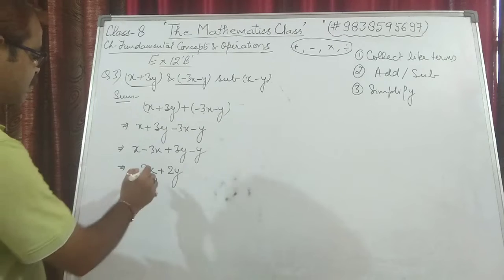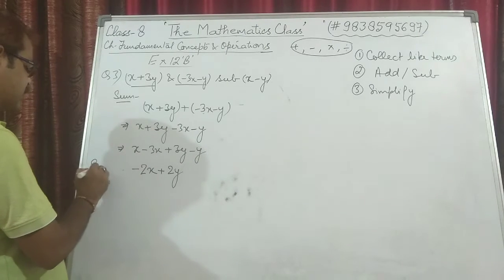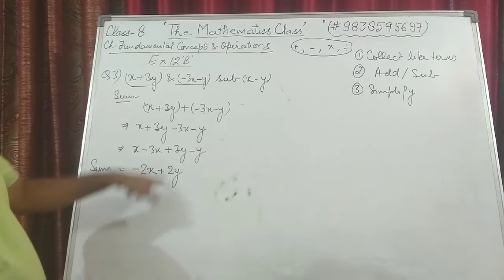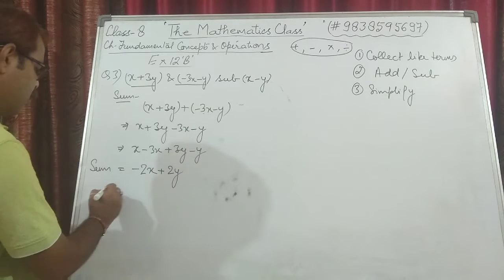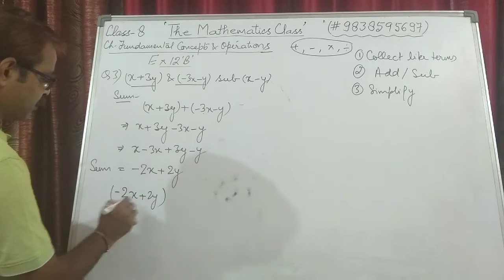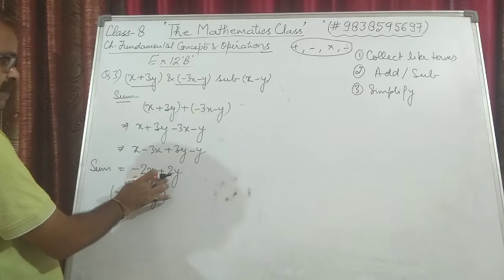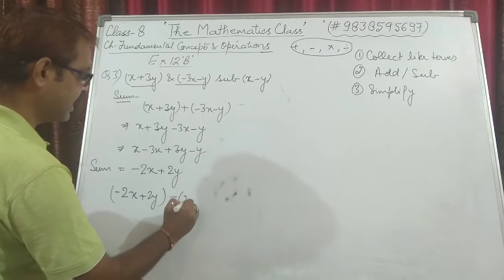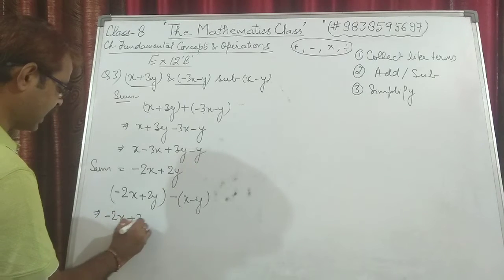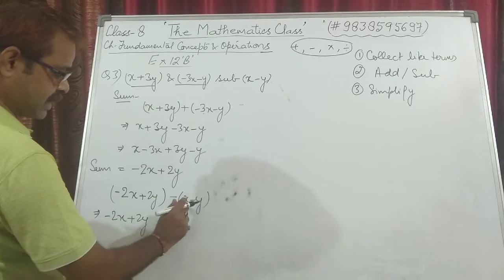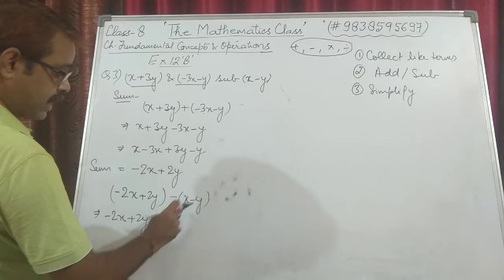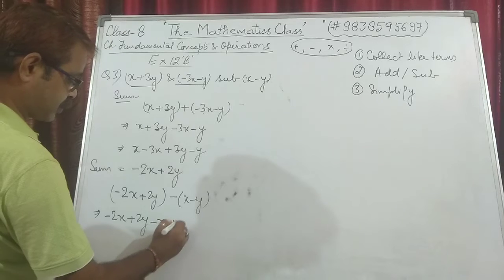Now this is the sum. This is what we are getting, the sum of these two polynomials. The sum of these two polynomials is minus 2x plus 2y, and we have to subtract x minus y. So from the sum, minus 2x plus 2y, subtract x minus y. When we subtract, you know that when a minus sign is outside, the inside sign will change. So x was positive, it becomes negative x, and y was negative, so it becomes positive y.